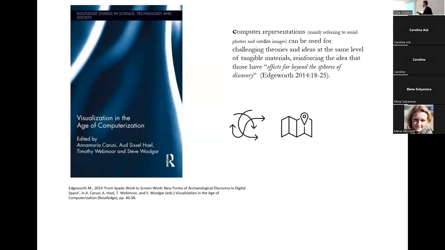And he is, by the way, an ethnoarchaeologist, so he studied how archaeologists document, which is a very interesting perspective. He underlines how using computers for modeling and visualizing archaeological data impacts the organizational and political structure of the discipline. He also argued that computer representation can be used for challenging theories and ideas at the very same level as tangible materials, reinforcing the idea that those have effects far beyond the sphere of discovery. So engaging with this is changing more or less everything.